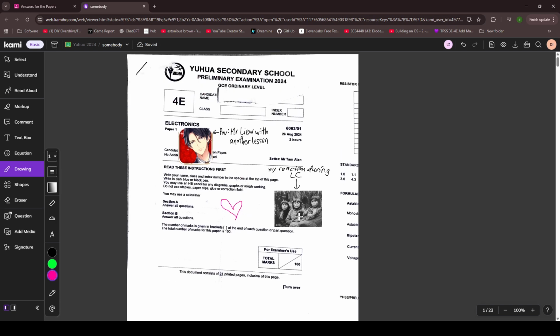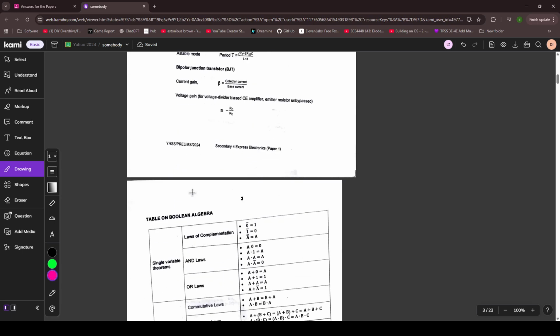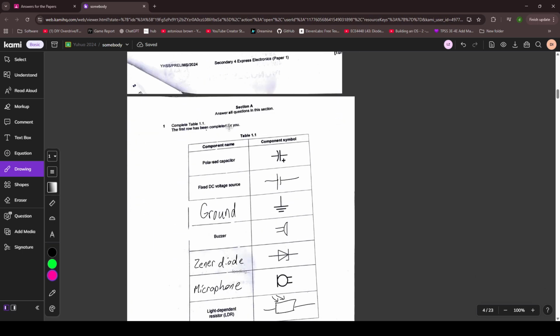Alright, so let's just get through it. Before you continue the video, I highly suggest you go ahead and try this paper yourself first. Apologies for the weird scan. We just got it like this, so nothing much we can do about it. Alright, so let's see how you did.